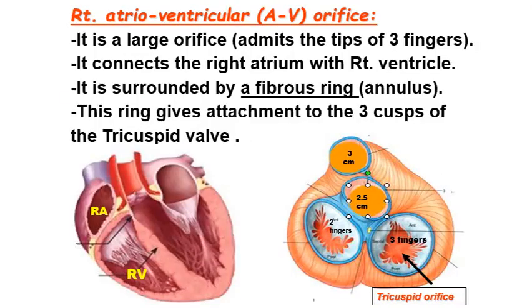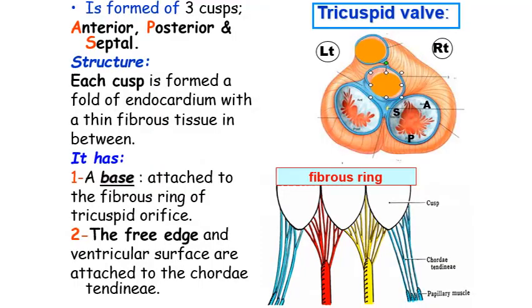The atrioventricular orifice between the right atrium and the right ventricle is actually a large orifice. It allows the admission of the tips of three fingers and it is surrounded by a fibrous ring or an annulus. We can find this in the right side picture in the slide. This ring is responsible for giving the attachment to the three cusps of the tricuspid valve.